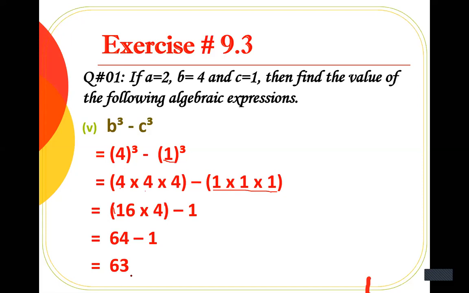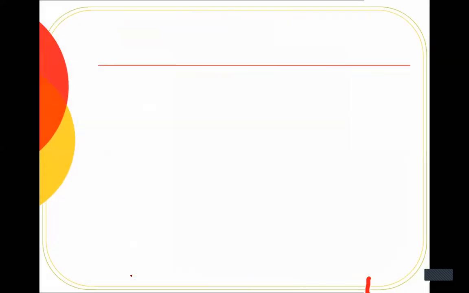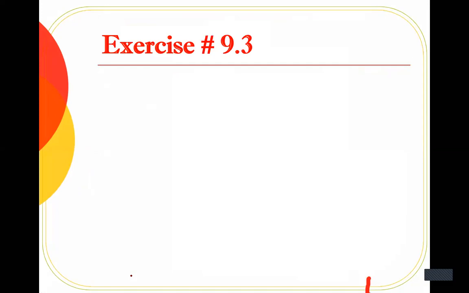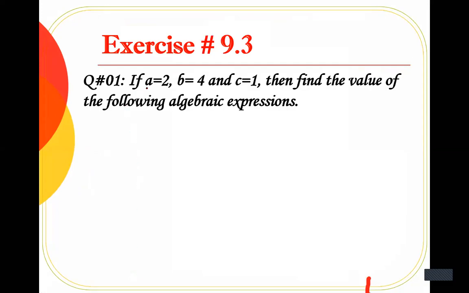Okay, now move on to the next question. Exercise number 9.3 and question number 1. If a is equal to 2, b is equal to 4 and c is equal to 1, the values are the same but the expressions are changing in each and every question. So here you have the same expression, a square, b square and c square.